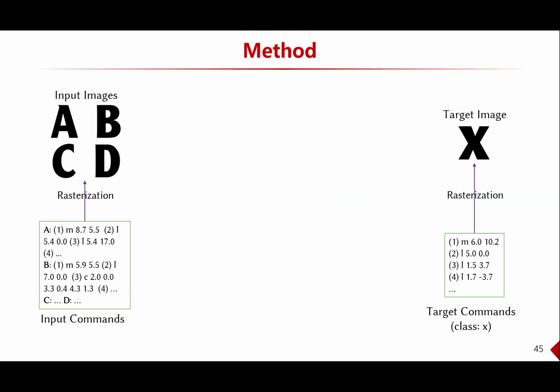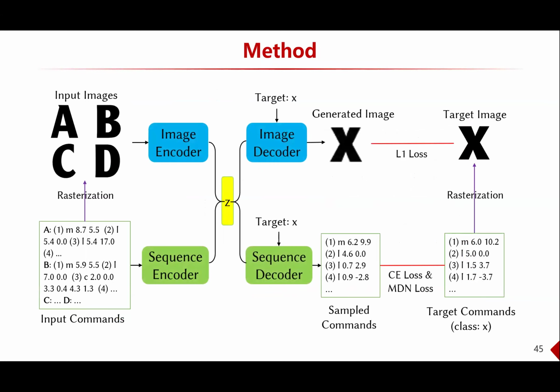And this is the overview of our method. Our model is designed to fully exploit the dual-modality features, which are first projected into the latent style code, and afterwards we synthesize the target images and commands, respectively. The differentiable rasterizer is employed to align the synthesized vector data with the images.